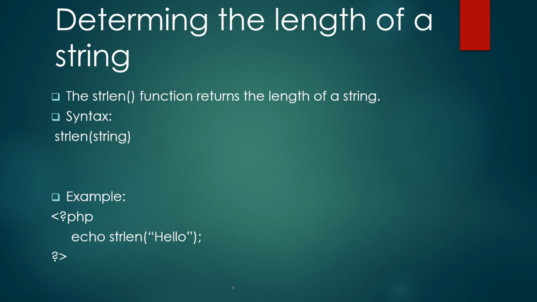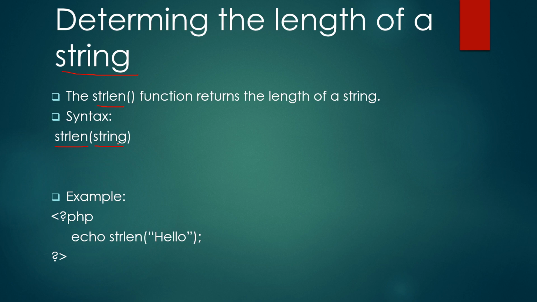So now let's learn how to determine the length of a string in PHP. The strlen function returns the length of a string. PHP has provided us with an inbuilt function called strlen, which will return the length of a string. The syntax is very easy. We just have to make use of this function, and it will take one argument, a string.